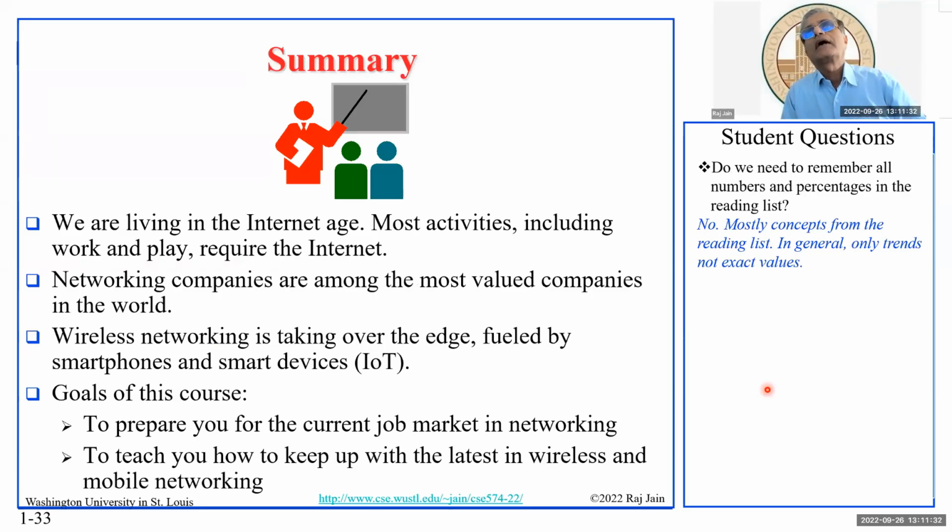Do we need to remember all the numbers and percentages in the reading list? Not really. I don't expect you to remember all the numbers, but some key numbers, like what rate is IEEE 802.11b? If you forget that, or 11a, things like that. Those are very round numbers. They're not 2.35679, those numbers are very common knowledge.